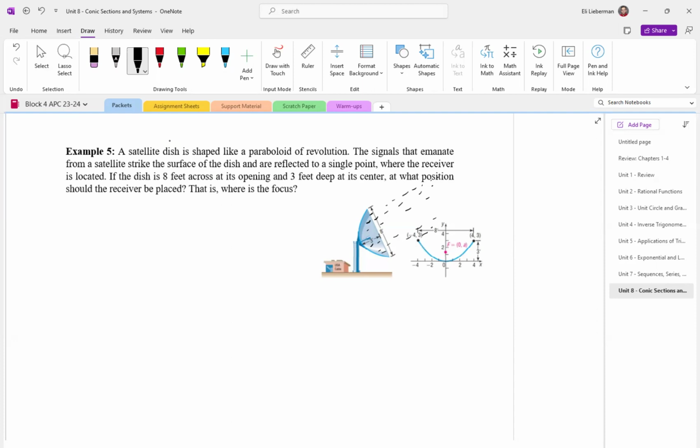Just in terms of how we do this problem, it says 8 feet across and 3 feet deep. So we straighten it up. This point is at (4, 3), and this one at (-4, 3). We are looking for the focus, so you need the equation. We do not know the latus rectum. We want the equation of that parabola. Then you could get the coordinate of the focus, the a value.